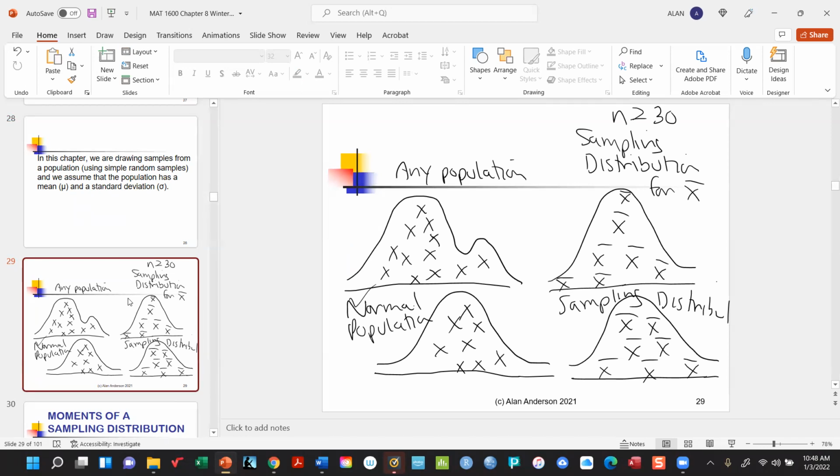And in the bottom, if the population is already normal, then the X bars will be normal regardless of the sample size. So that's what this picture is trying to show us. On the top, as long as our samples are large enough, the population doesn't matter, the X bars will still be normal. But if the population is normal, then the X bars will be normal regardless of the sample size. I don't know if that helped or not, but I thought I'd give it a shot.